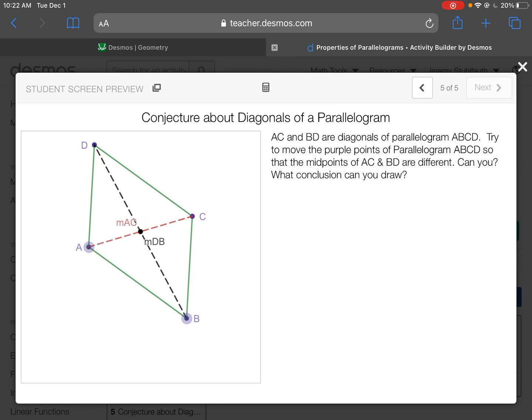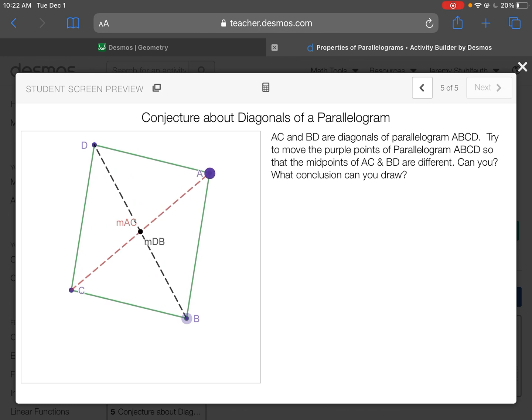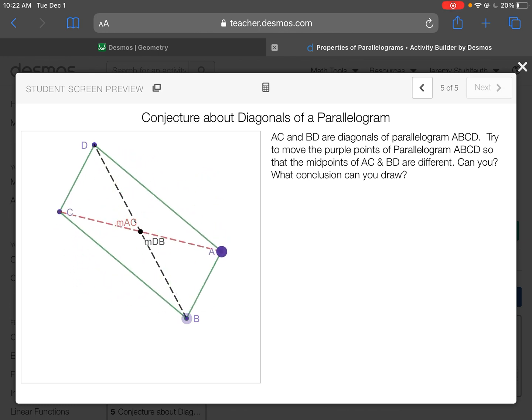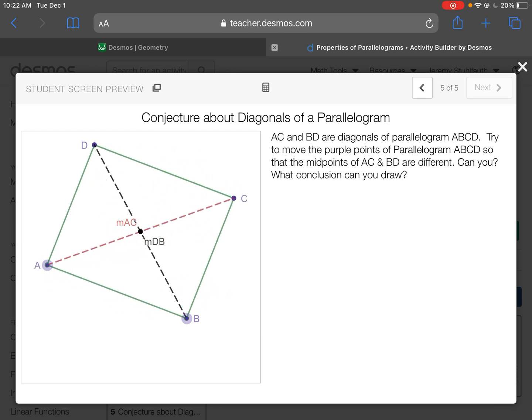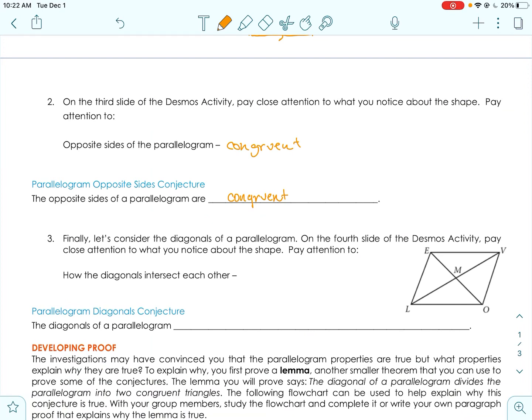And both those diagonals are now bisected. Okay? So what you'll notice is if we keep doing this, it doesn't matter what parallelogram we create, any parallelogram that we create, the two diagonals intersect at their midpoints. What's that mean? That means that the two diagonals bisect each other. And since we saw that happen for pretty much every parallelogram that we created in that quick example, we can lead ourselves to this conjecture that says the diagonals of a parallelogram bisect each other.